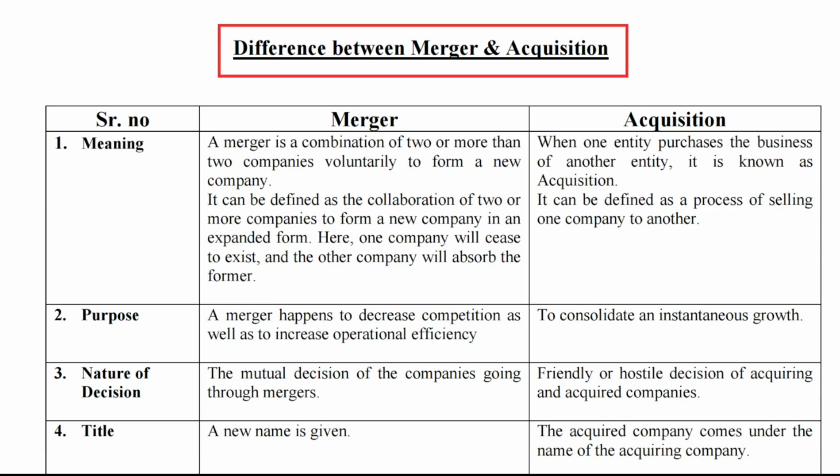First point, meaning. A merger is a combination of two or more companies voluntarily forming a new company. It can be defined as the collaboration of two or more companies to form a new company in an expanded form. Here one company will cease to exist and the other company will absorb the former. Whereas in acquisition, when one company purchases the business of another entity, it is known as acquisition. It can be defined as a process of selling one company to another.